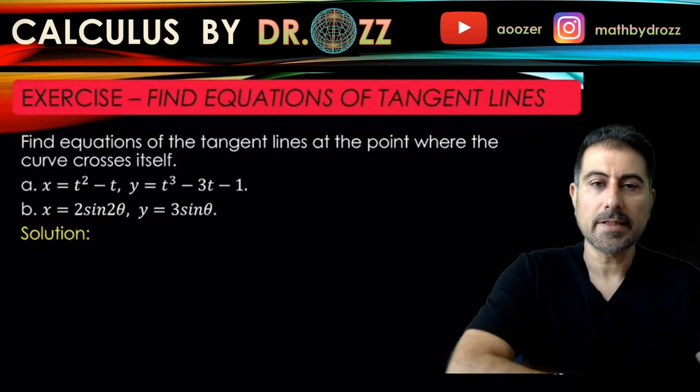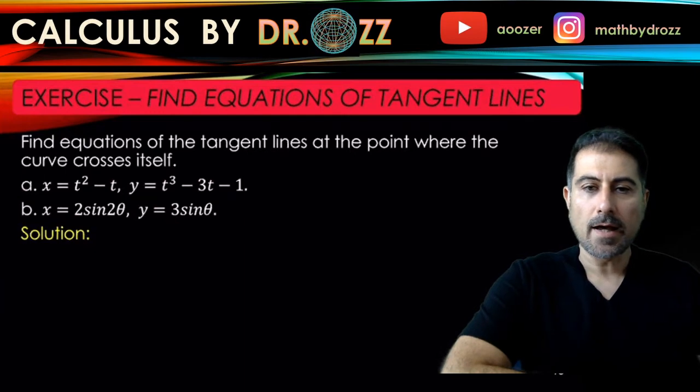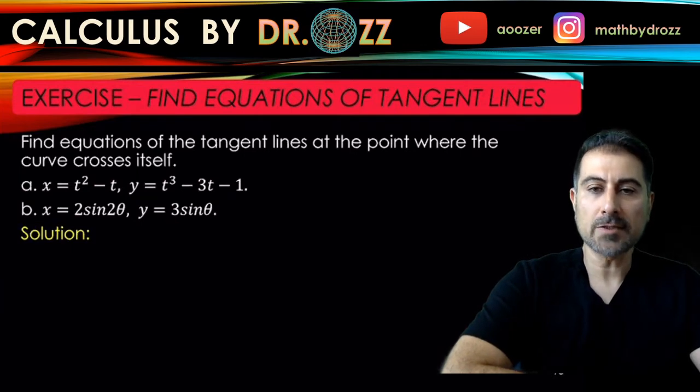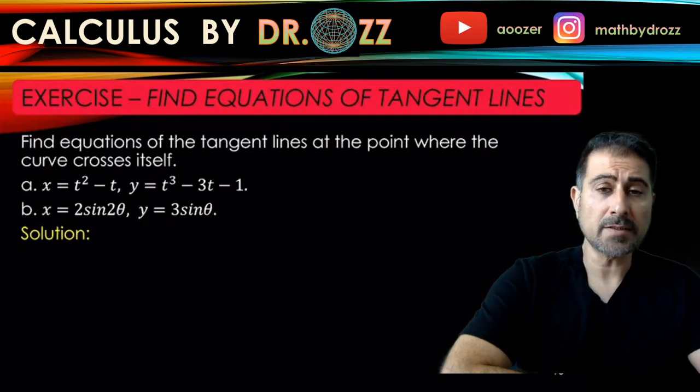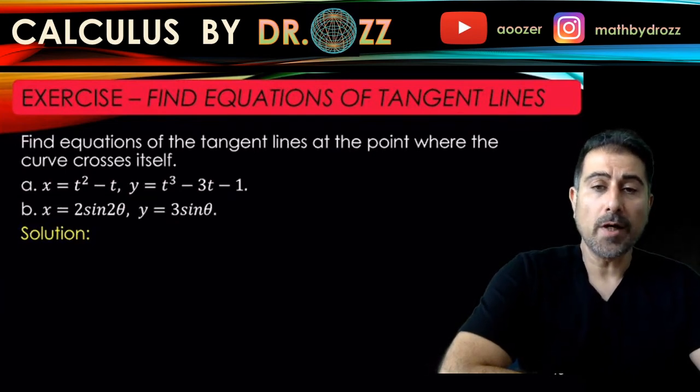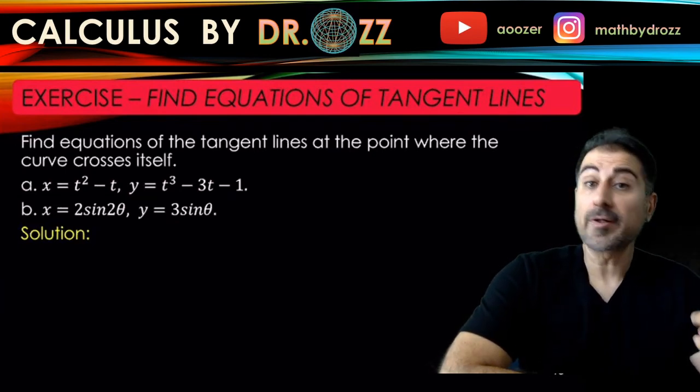All right, let's look at part A. We have x equals t squared minus t, and y equals t cubed minus 3t minus 1. First of all, since we're going to write down the tangent lines at the point where the curve crosses itself, we have to find out at what point, or at what t, the curve crosses itself.